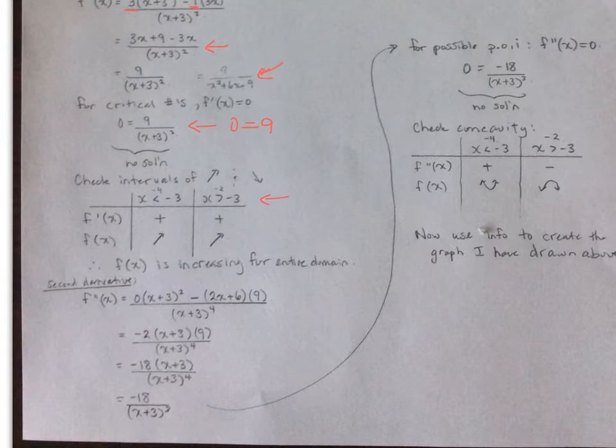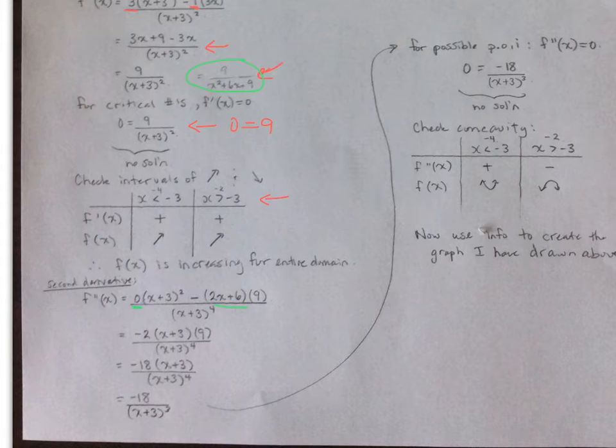Then I took my second derivative. I used my simplified function that I have up here, and I did the derivative of the top, which is 0, times the bottom, minus the derivative of the bottom, which is 2x plus 6, times the top, all over the bottom squared. I then simplified that, set that equal to 0 to find possible points of inflection, and I again get no solution. So then I checked my concavity for that, and I found that when x is less than -3, my function was concave up, and when x is greater than -3, my function is concave down.